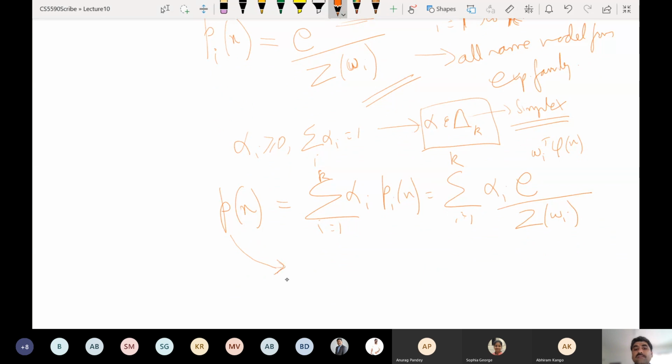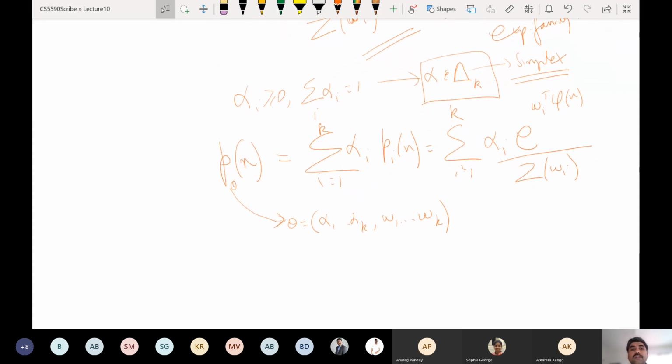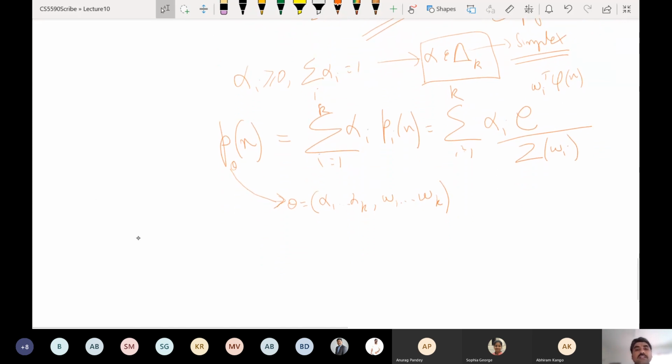Can anybody help me? What are all the parameters for the mixture model p? Alphas, all alphas, very good. And then the W's, all W's. That's all, right? This is just to make sure you are on the same page. Okay, now, what is MLE?